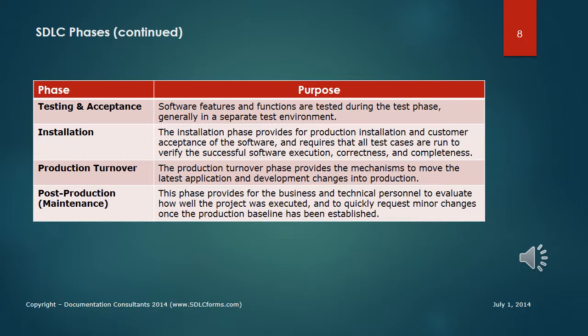Post-production. Post-production or maintenance includes a change control process to document and approve all changes to production, wherein many organizations utilize a change control board to oversee this process.